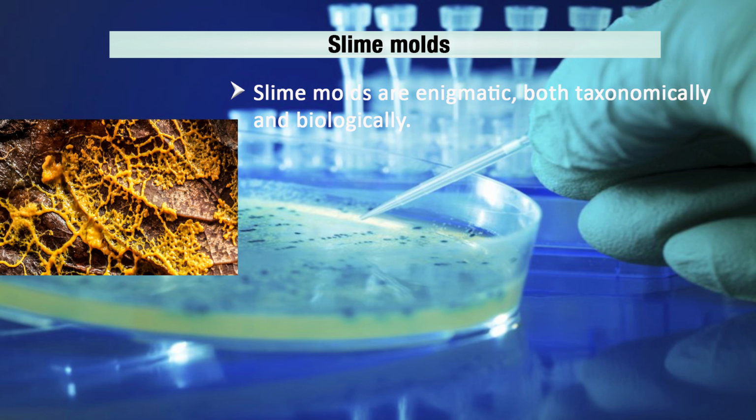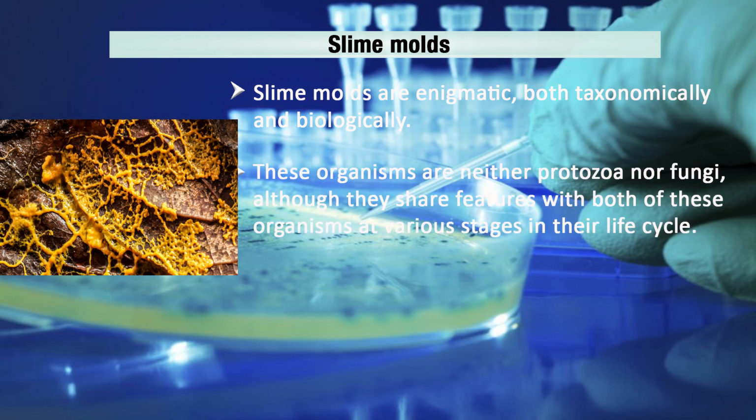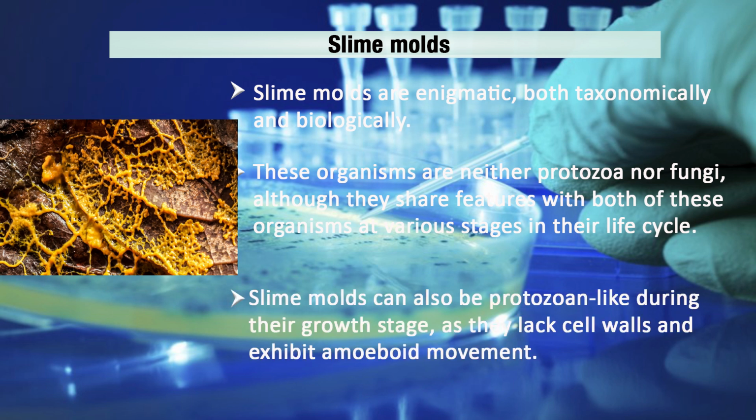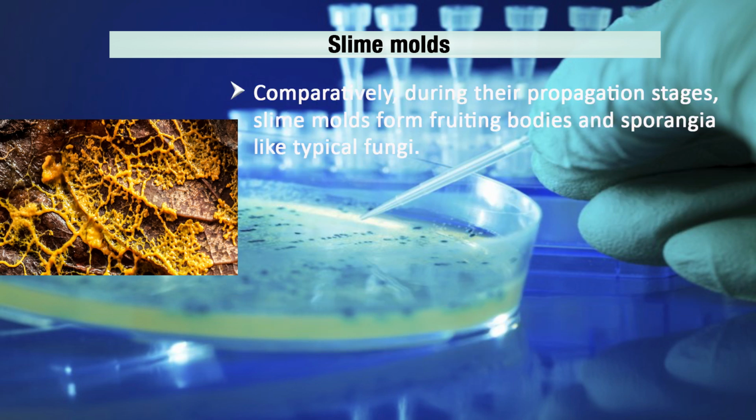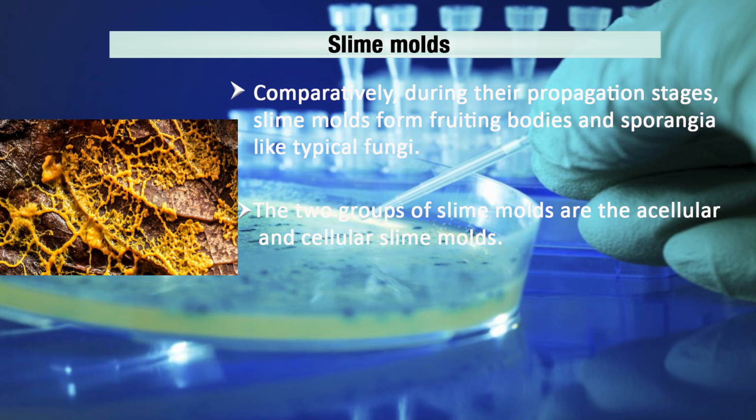Moving on to the next, slime molds. Slime molds are enigmatic, both taxonomically and biologically. These organisms are neither protozoa nor fungi, although they share common features of both these organisms at various stages in their life cycle. Slime molds can also be protozoan-like during their growth stage, as they lack cell walls and exhibit amoeboid movement. Comparatively, during their propagation stages, slime molds form fruiting bodies and sporangia like typical fungi. The two groups of slime molds are the acellular and cellular slime molds.